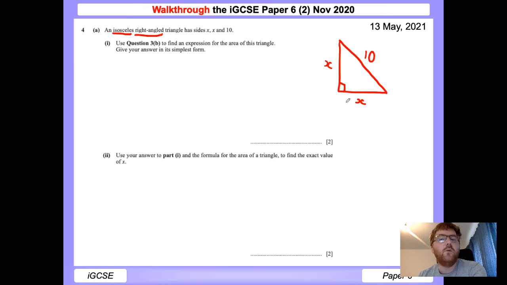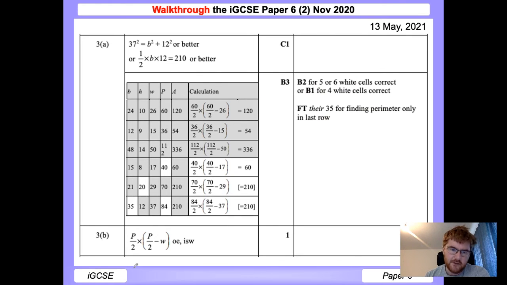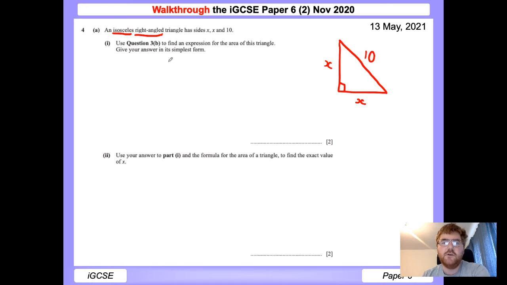So this is the only way that you can actually draw this triangle, and we need to use question 3b to find an expression for the area of the triangle. Again, that formula from 3b, non-linear paper, let's go back. We're going to be using this formula to work out the area of the triangle. Right, so let's write down the formula. P over 2, P over 2 minus W.